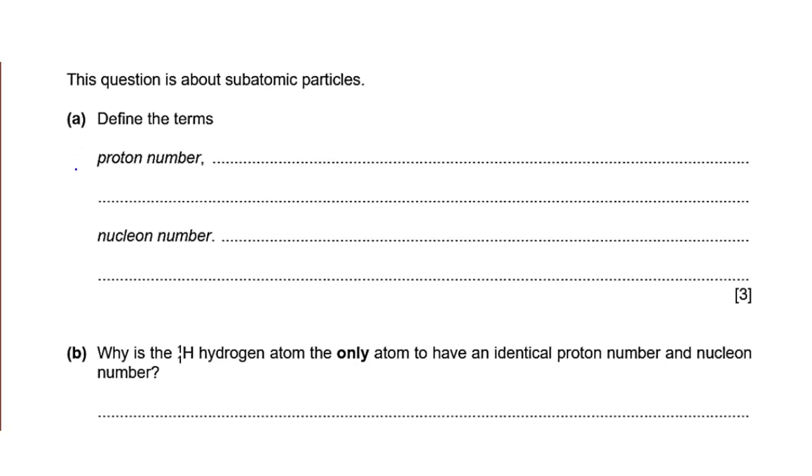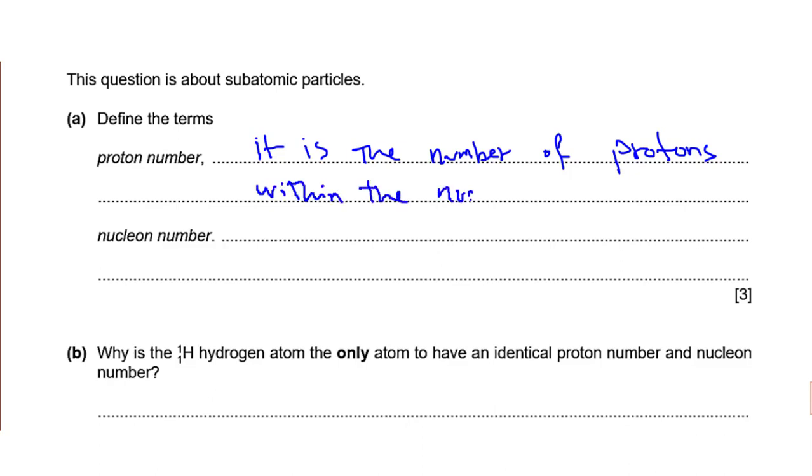So, letter A, define the terms proton number and then nucleon number. So, what is proton number? Actually, proton number is the number of protons within the nucleus of an atom. So proton number is the number of protons within the nucleus of an atom.